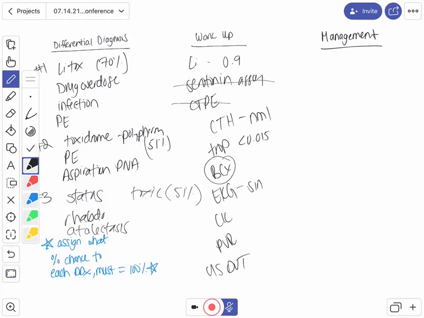EKG was just sinus tach or sinus borderline tachycardia. She's about 97, 98. CK is in the lab. Her PVR was 0. And then ultrasounds for lower extremities were not done. So I'm going to let you know her CK comes back a little bit later in this case, as do her blood cultures. But for right now, what are you going to do to manage this patient?